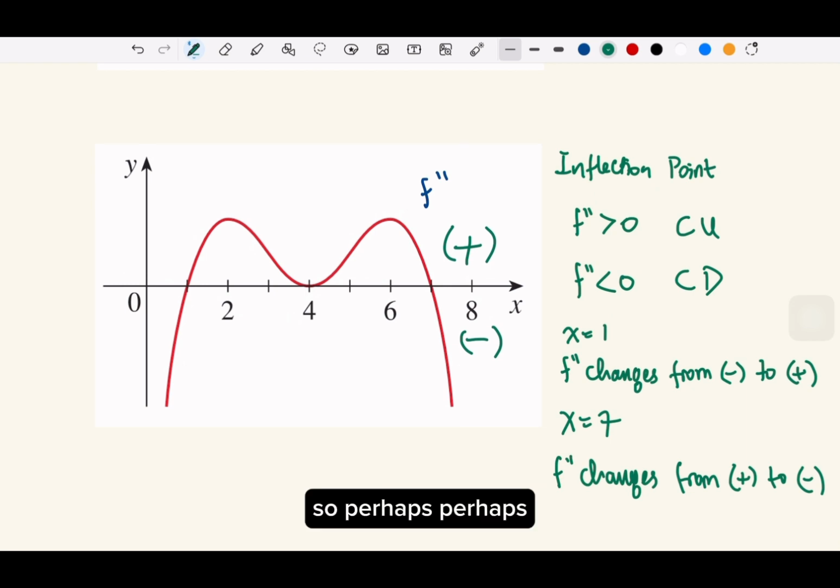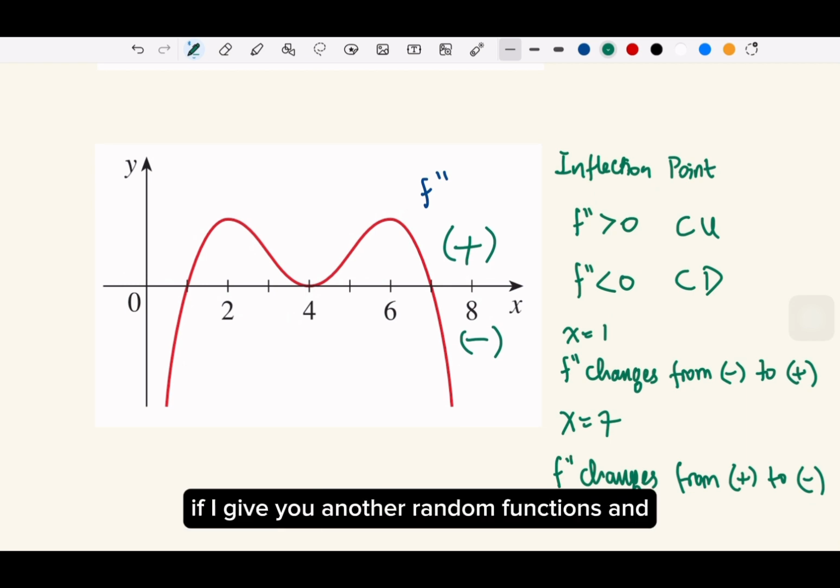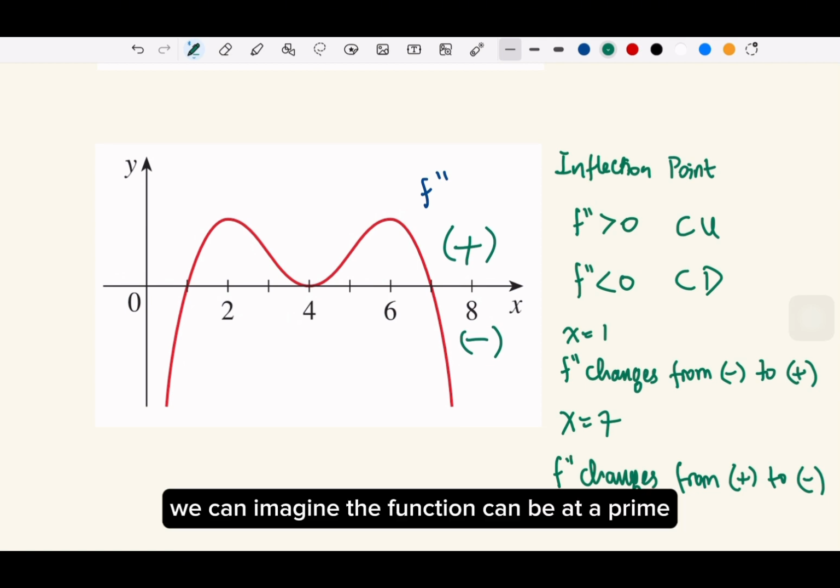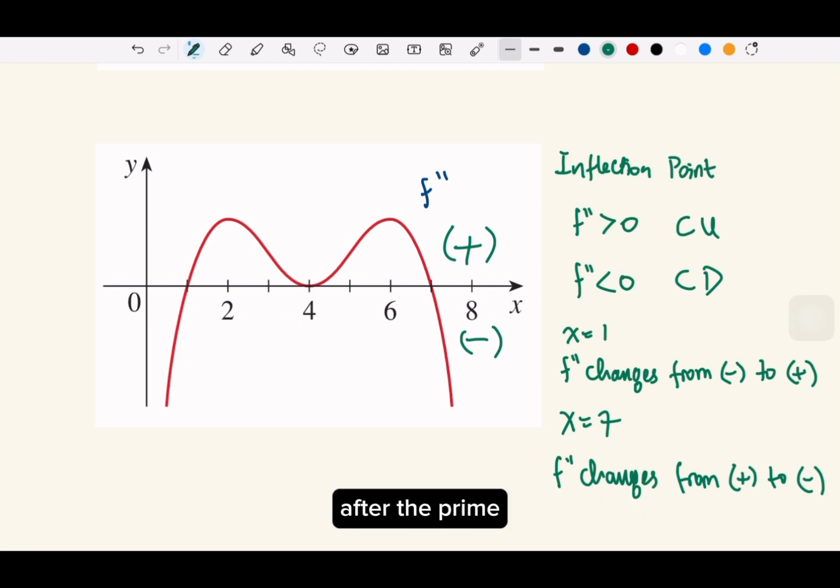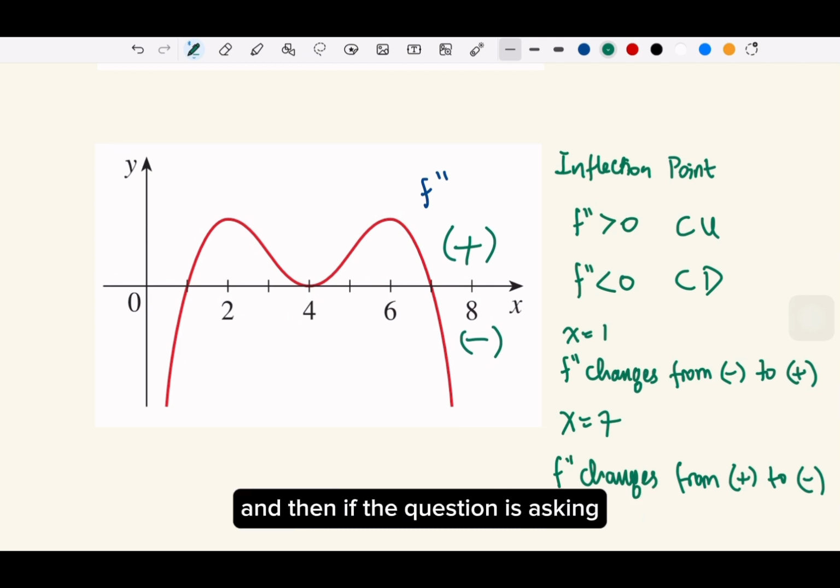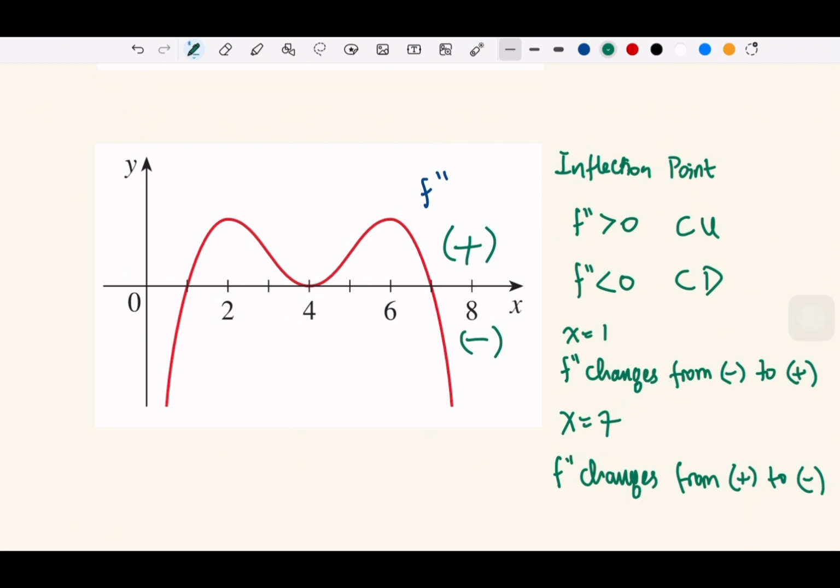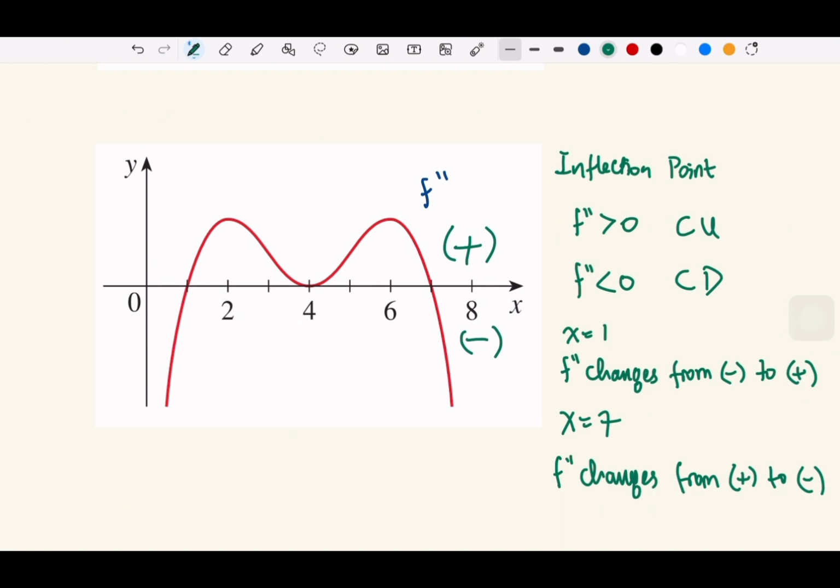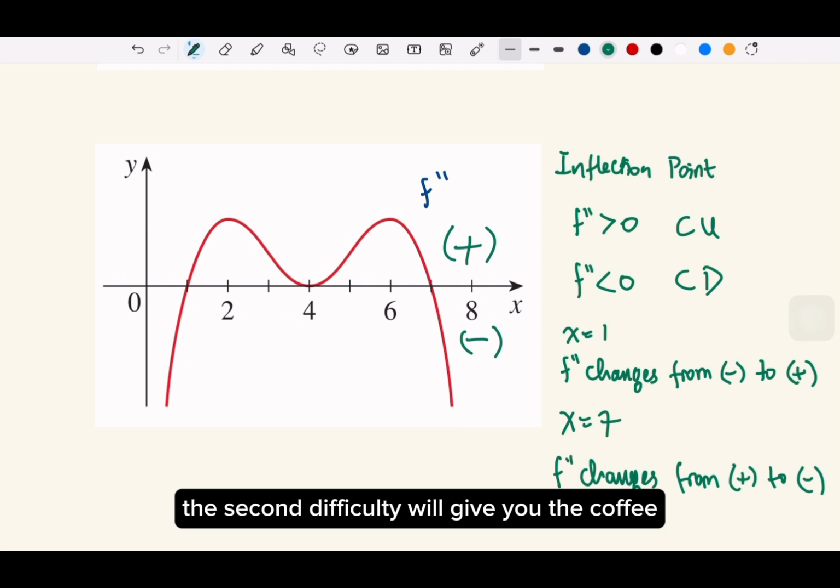So perhaps if I give you another random function, we can imagine the function can be f, f prime, f double prime, and then if the question is asking the concavity or the inflection point, you need to be able to observe it. So basically, the first thing you need to remember is the first derivative will give you the slope and maximum minimum value. The second derivative will give you the concavity.